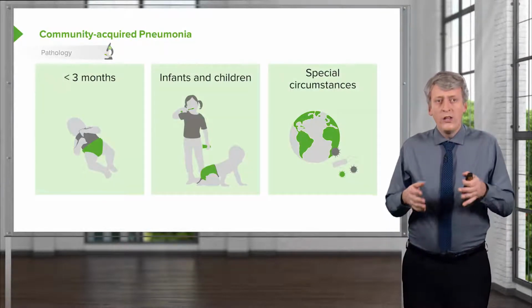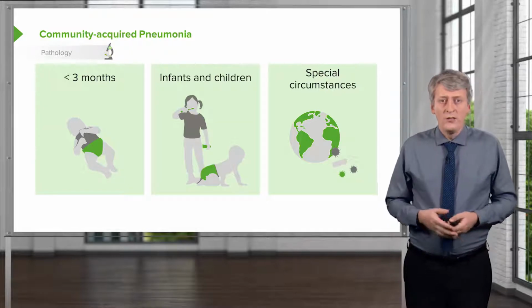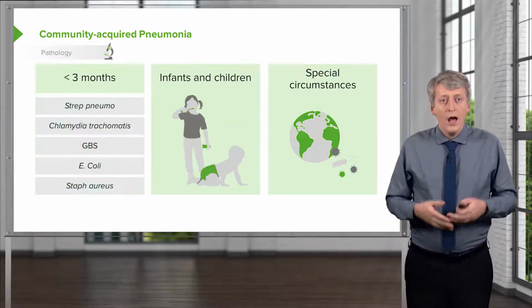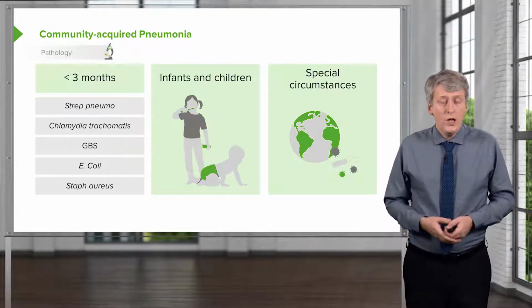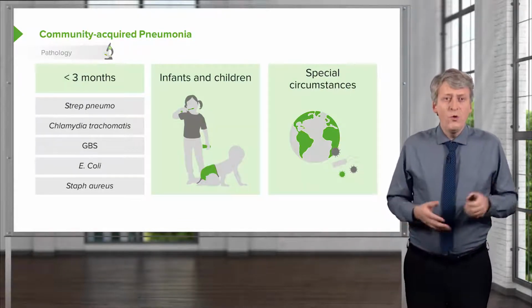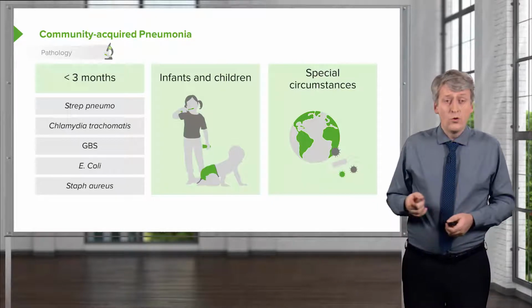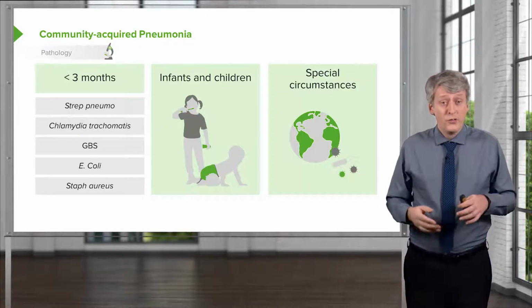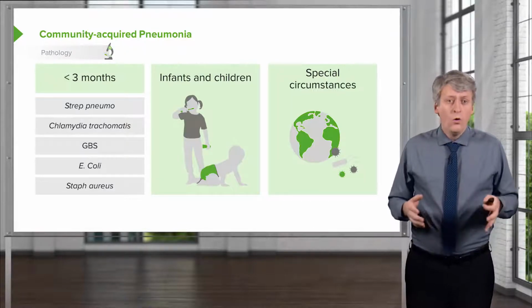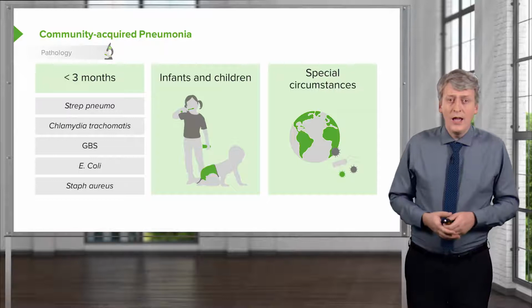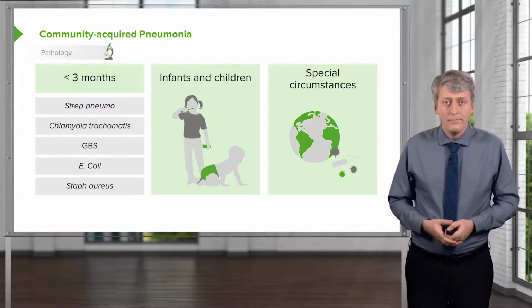So what are the organisms that are most likely to cause pneumonia in children? Well, under 3 months of age, it's still likely strep pneumo, but in those children who are just a few weeks of age, it could be chlamydia trachomatis from the mother. Also from the mother, it could be group B strep or E. coli, or less common, but it can absolutely happen, is Staph aureus pneumonia.